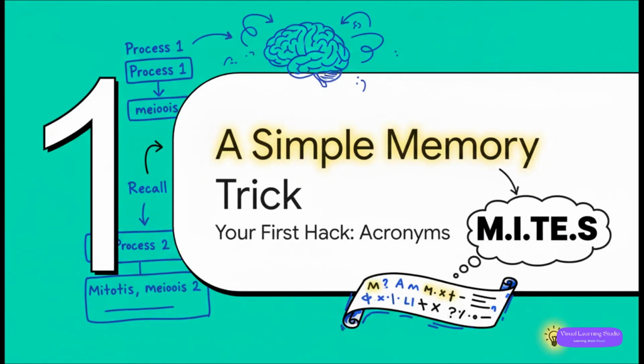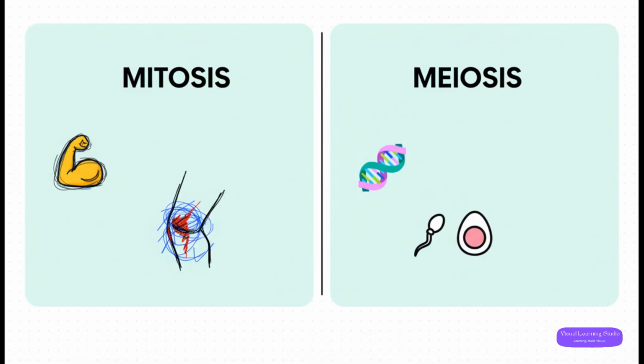Okay, you ready for your first big hack? Before we even get into the nitty-gritty science, I want to give you a simple memory trick. This is going to be the framework for everything else, a way to instantly remember what each one is for. Let's do it. So let's start with the absolute core idea. Mitosis, that's for stuff like growth and repair. Think healing a cut on your finger. Meiosis, that is all about one thing: reproduction.